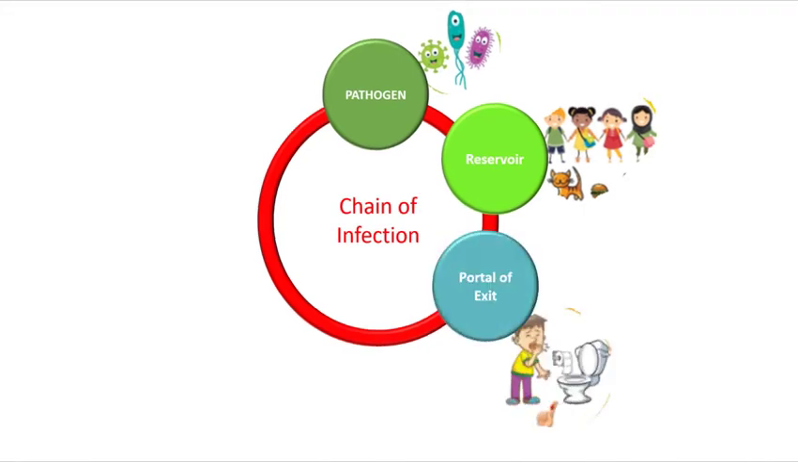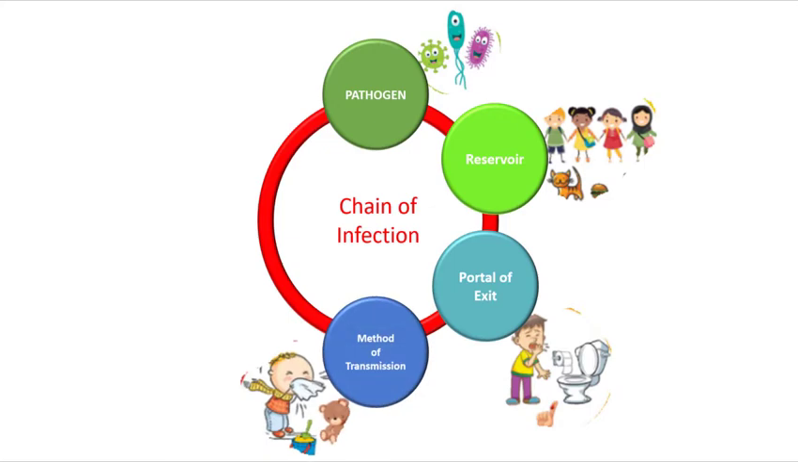The portal of exit comes from a Latin word meaning gate. So for an infection to occur, the microbe must have a way of leaving the reservoir, or a portal of exit. The portal of exit varies depending on the pathogen and the reservoir. When the reservoir is a human or an animal body, the portal of exit may be the respiratory tract, the digestive tract, the genitourinary tract, or breaks in the skin.